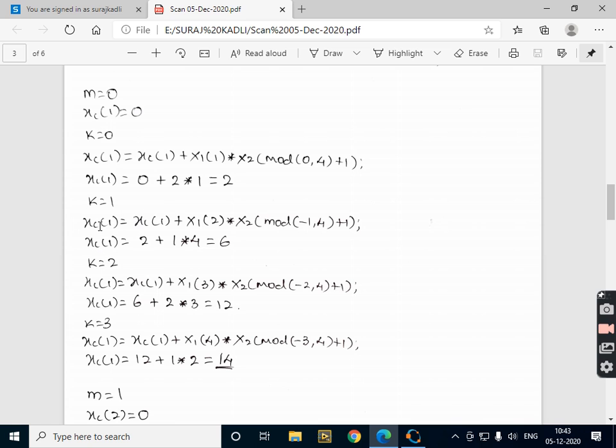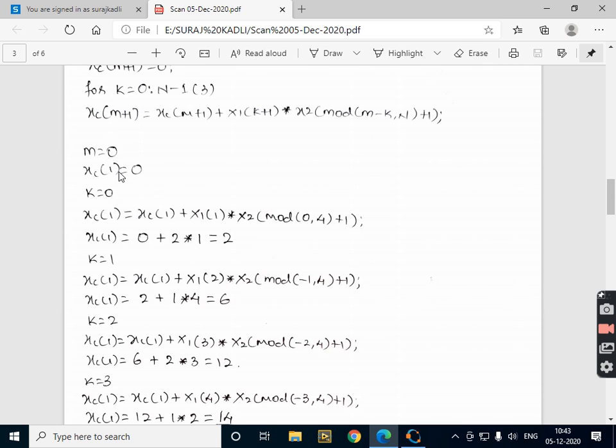So xc of 1 equals xc of 1 plus x1 of k plus 1, because the xc index is m. M is still 0 for this iteration. K is 1 this time, so 1 plus 1, 2. And x2 of mod m minus k. M is 0, k is 1. So it will be mod of minus 1 comma 4, plus 1.